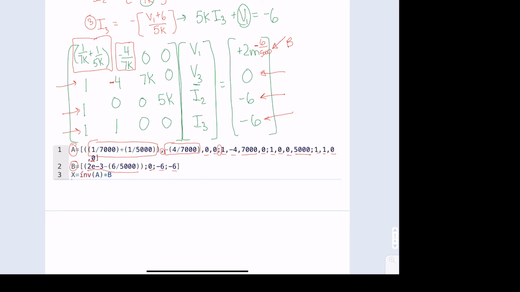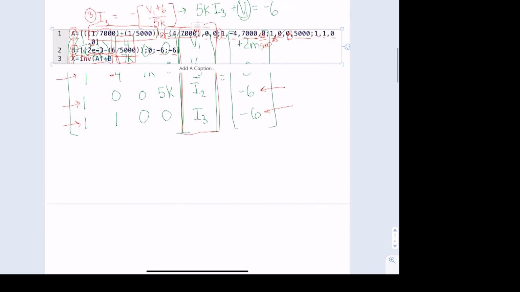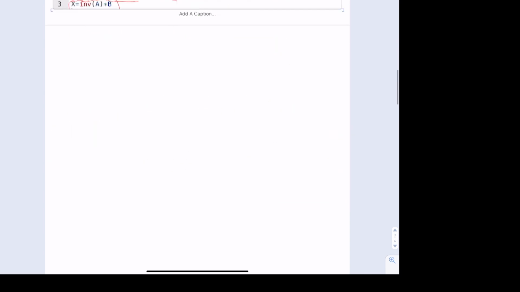And then I can take that x is equal to the INV of A times B, which just means it inverts that matrix, A to the minus 1. Multiply it by B, and then I'm going to get answers. And those answers are going to be in the same order that I defined my variable order for this vector here. So V1, V3, I2, I3 was that order. And I have the answer from MATLAB, which was here.